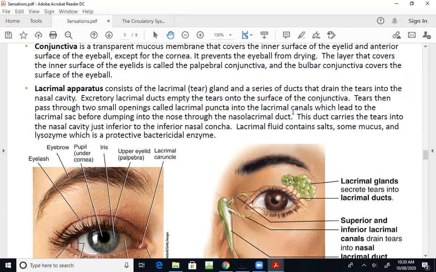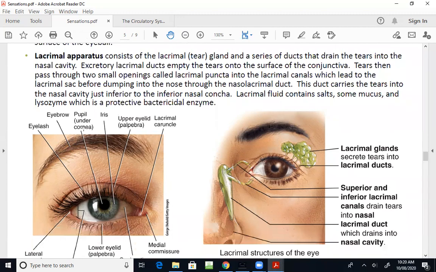Those lead to the lacrimal canals, which then lead to the structure called the lacrimal sac, which is found within the lacrimal fossa of our lacrimal bone. We saw that here a few weeks ago. The lacrimal sac holds those tears and then dumps them into the nose through what's called the nasolacrimal duct. Here it's listed as nasal lacrimal duct.